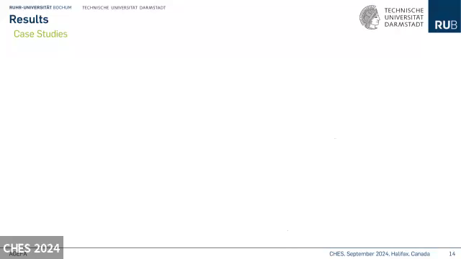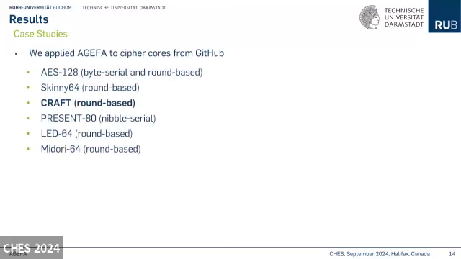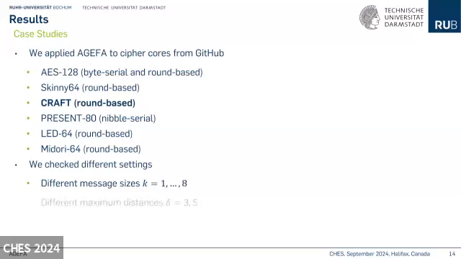What we then did is some case studies, so just try if our tool works. For this, we consider a lot of publicly available cipher cores from GitHub, basically from the original Git of AGEMA, where already some ciphers are taken. In this case study, we consider the following ciphers, so AES, Skinny, Craft, Present, LED, and Midori in round-based or serialized implementations. We check different settings for AGEFA. First of all, different message sizes from k equals 1 to k equals 8, just to see which of them are most efficient or not.